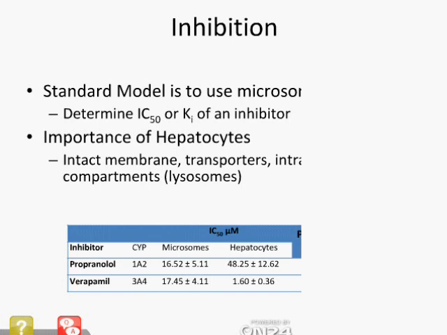In the case of propranolol, inhibition of CYP1A2 was more potent in microsomes than observed in hepatocytes. This may be due to lysosomal trapping, which reduces the intracellular concentration of inhibitor, causing an apparent increase in the IC50. Conversely, verapamil's IC50 for CYP3A4 is lower in hepatocytes than observed in microsomes due to uptake and an increase of intracellular concentrations of verapamil.